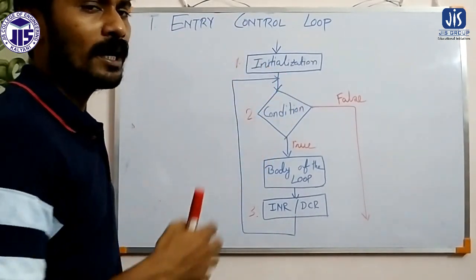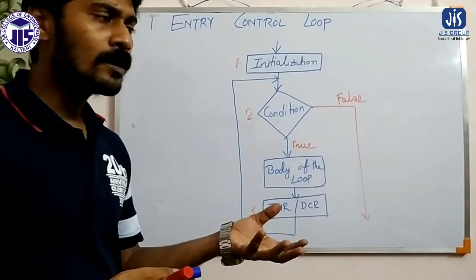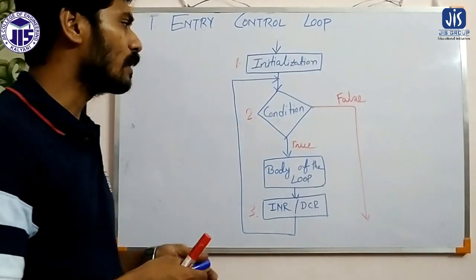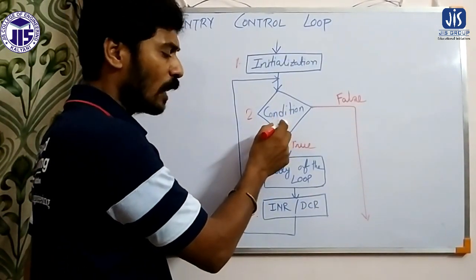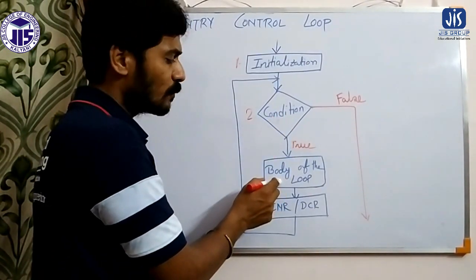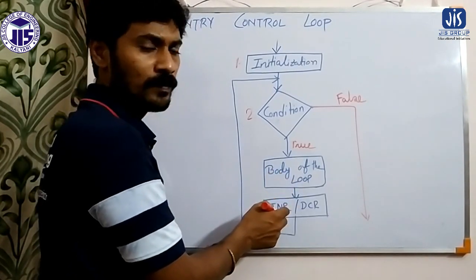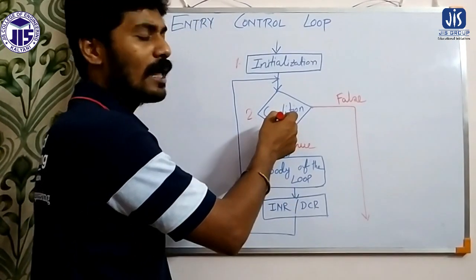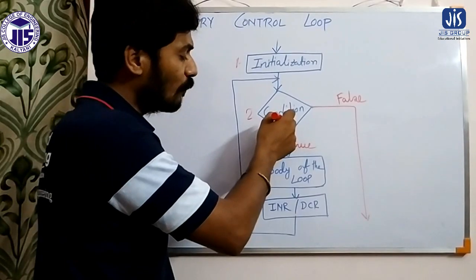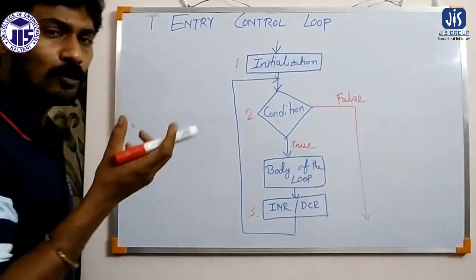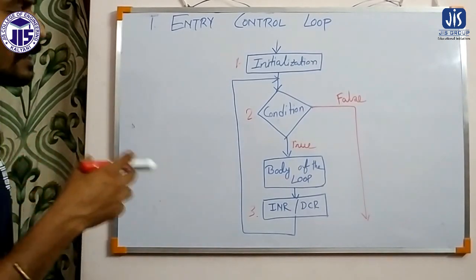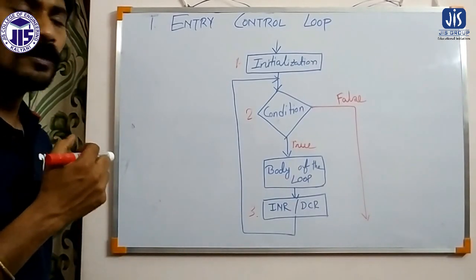It is like when the first student comes, it will verify the condition. If the condition is verified, okay, then the student enters the class and we go to the second student. For the second student, again we apply the condition. Again, if it is true, allow. If not, get out. In that way basically the entry control loop works.